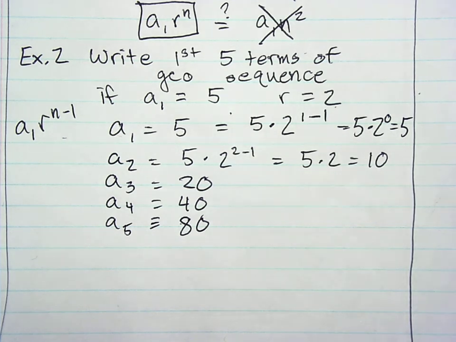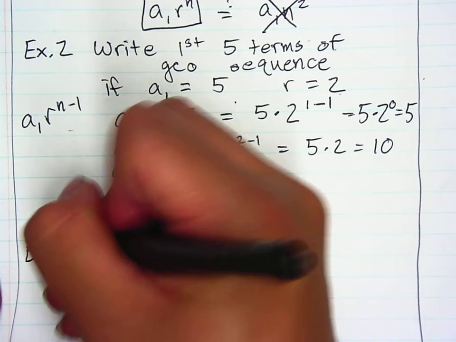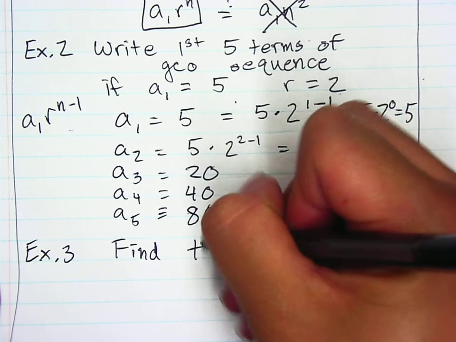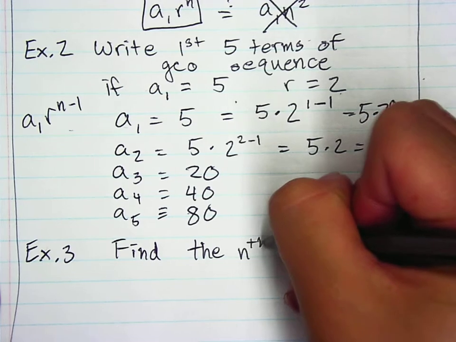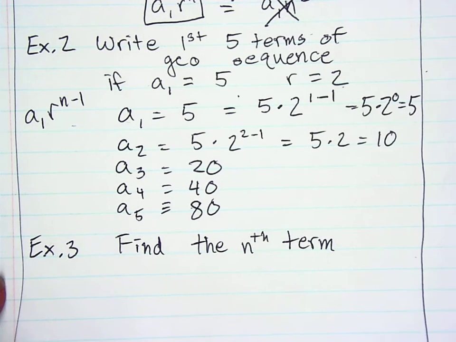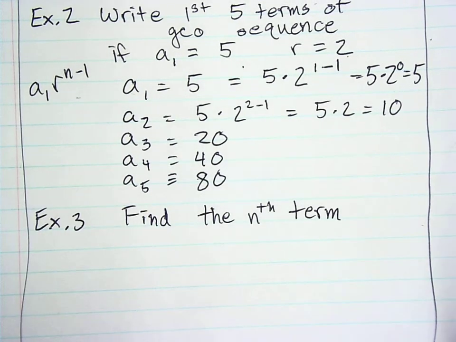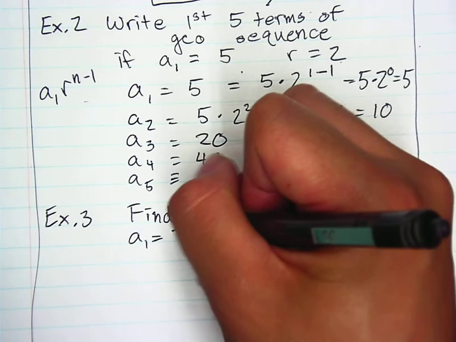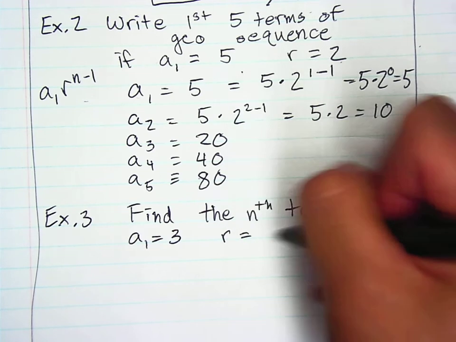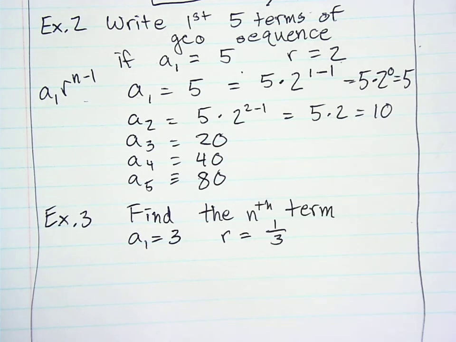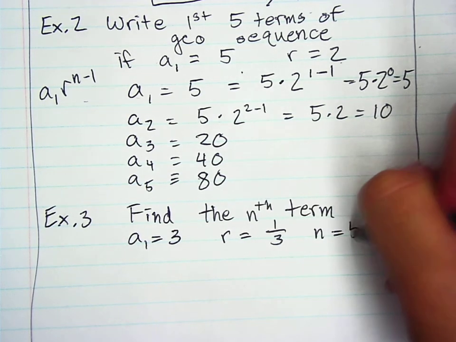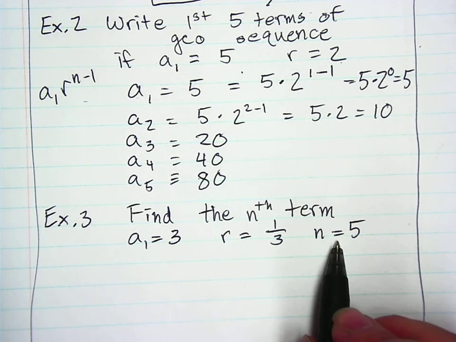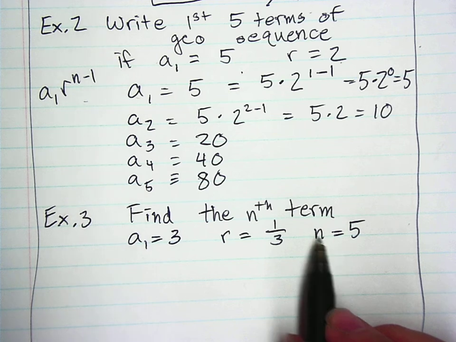So moving on from that, we're going to go ahead, do a lot today. Example 3. And instead of listing all the terms, we're going to find a specific term. So we're going to find the nth term. For this problem, we're going to be given the initial value, A1, and A1 is going to be equal to 3. Our ratio is going to be 1/3, and n will equal 5. Okay? So in this case, I'm looking for the 5th term of the sequence.